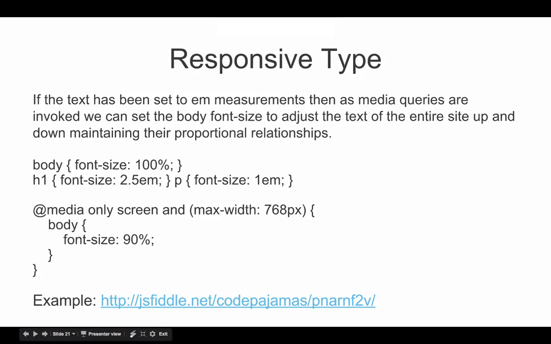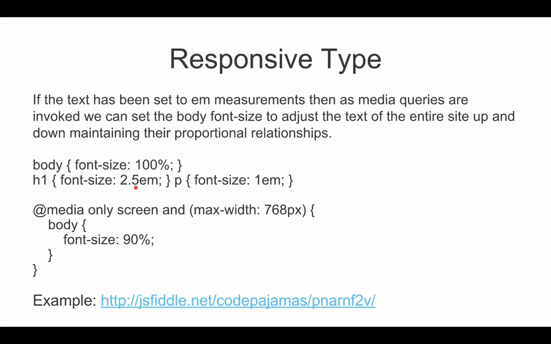Next, let's talk about how to deal with responsive type. Now, setting your text measurements to ems as opposed to pixels or points is going to have some advantages when you're building a responsive layout. Now, all text content has a common parent, which is the body element. The default font size for all the text in the body is 100%. So here I've just explicitly written out that default size, body font size 100%.